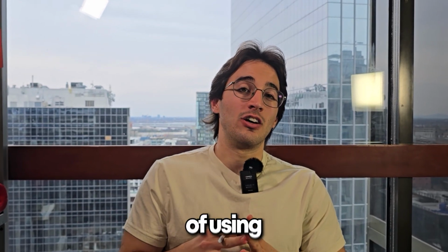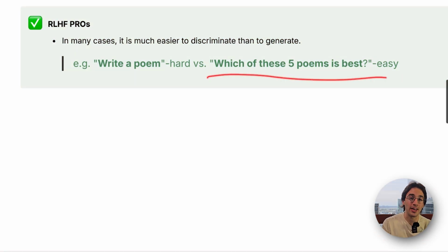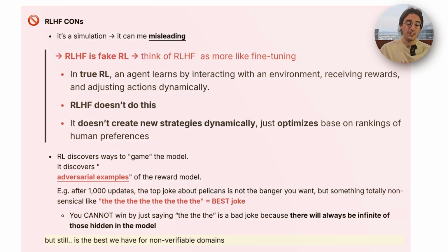So what are the advantages of using reinforcement learning from human feedback? I think it's very clear that the advantage is that it's much easier to just rank different outputs rather than creating a completely new one. We've seen the example of jokes about pelicans, but what if it's a poem? It is much easier to rank 5 poems from worst to best rather than writing a whole new poem. It's the only way to use reinforcement learning in non-verifiable domains, therefore allowing the AI to, for example, understand ethics or morals or creativity, or really anything that is non-verifiable, like humor.